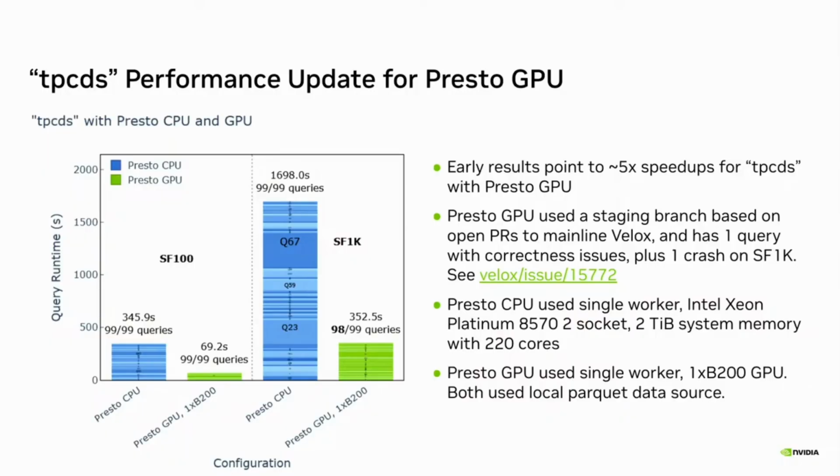These results have been possible because of all of the ongoing work in terms of open PRs in Velox. We have support for all the operators that I mentioned earlier, support for ensuring correctness for TPC-DS, and various optimizations that we needed to ensure that we are using device memory efficiently. The runs here have been with a staging branch that simply aggregates a lot of the open work that contributors have taken the time to put in.